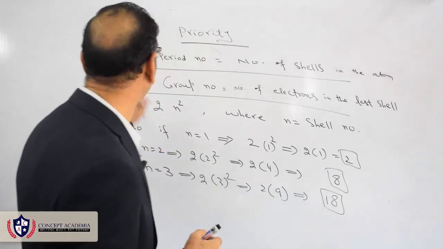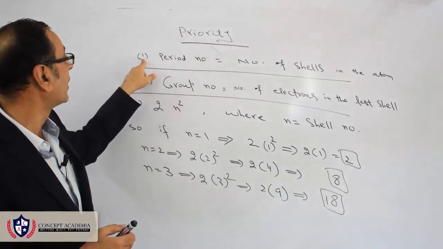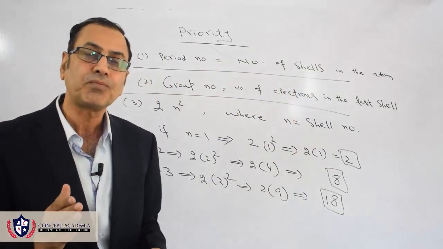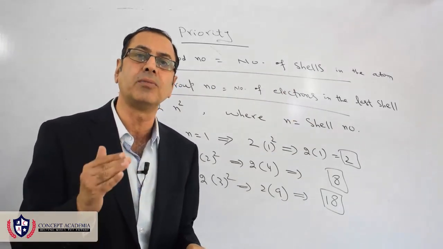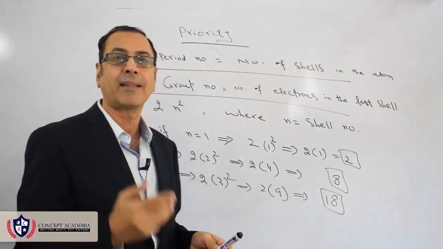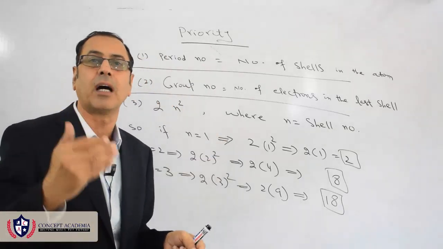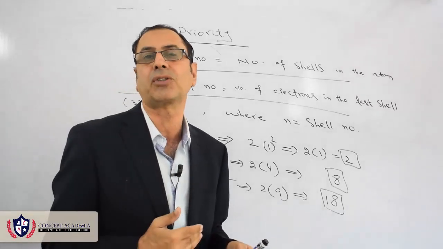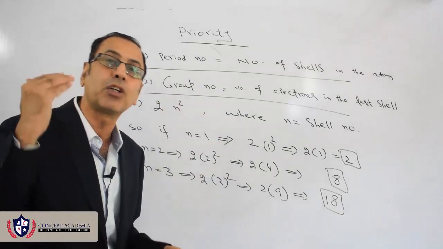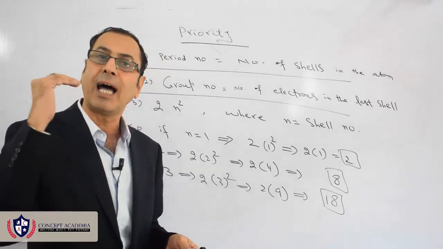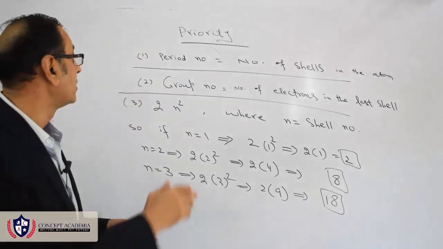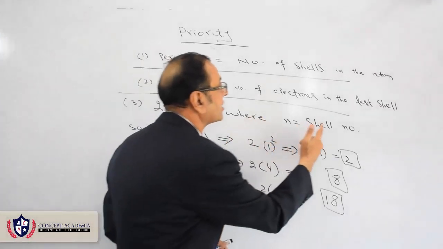Point number 1 has priority number 1, and that is the period number. The period number tells us the number of shells in the atom. So for the atom whose electronic configuration I would like to make, I must first of all look at which period number it belongs to. This is priority number 1. Second priority will be given to the group number. The group number tells us the number of electrons in the last shell. And the third priority will be given to the rule 2n square, where n is the shell number.